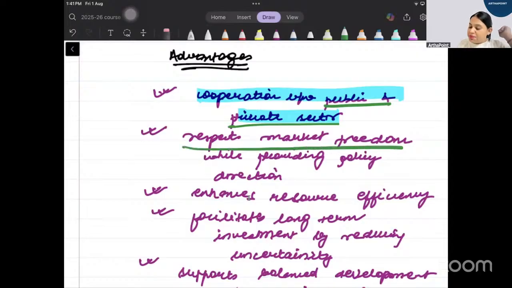Then it respects market freedom while providing policy direction. Now in directive planning, there is no respect for market freedom, nobody looks at market freedom, right? And the government follows what it wants to do. So under directive planning, the role of market is very limited, right? The government dictates the price. The government dictates how much things will be produced and how much things would be sold, right? Nothing is under the market. Everything is under the government.